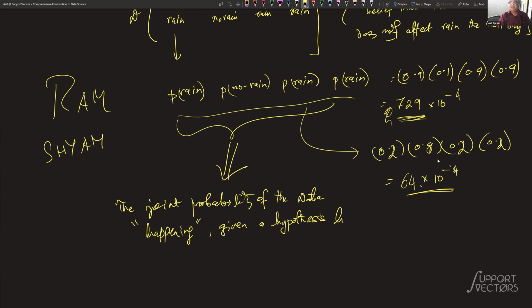Are we together? When I multiply those probabilities, I have some hypothesis. A hypothesis will have some probability of the individual events. Given a hypothesis, the most important word is "given." This particular thing has a name. It is likelihood. It is the likelihood of this data given this hypothesis.